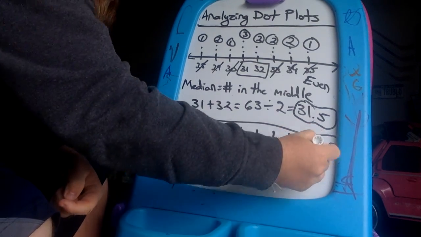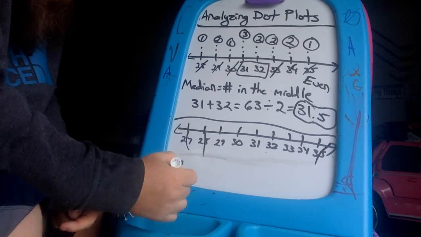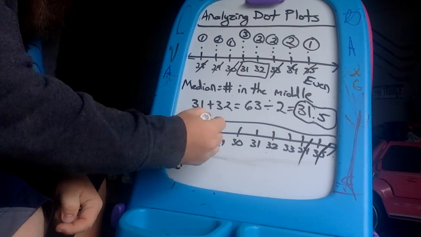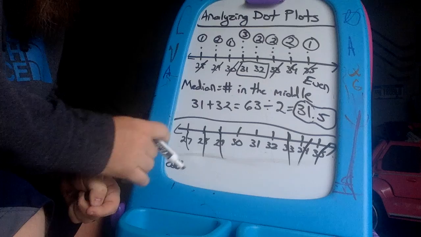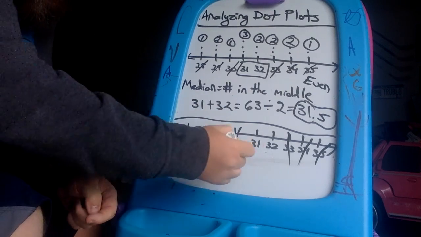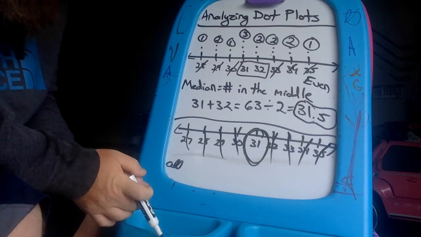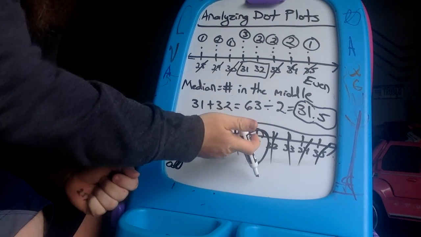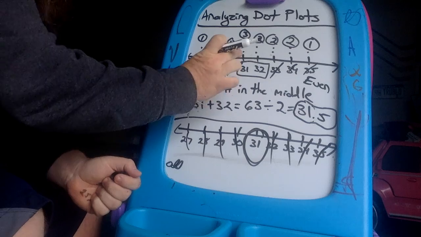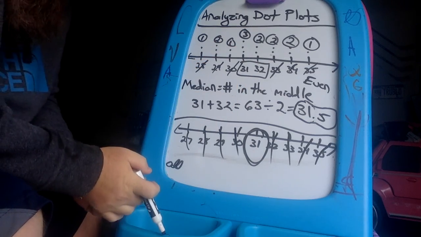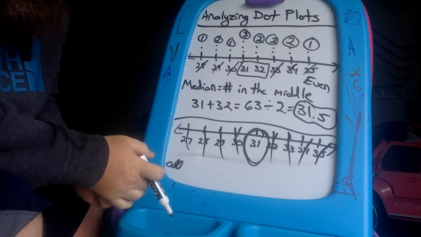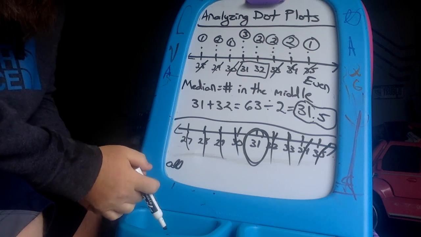27 here, 35 there. 28 here, 34 there. 29 there, 33 here, 30 over here, 32 there, and now I'm clearly stuck with one number left. My median for this is 31. It's slightly different from before, because there I had to take those two, add them, and then divide. You can see this process is a lot quicker. The even-number one just requires an extra step.